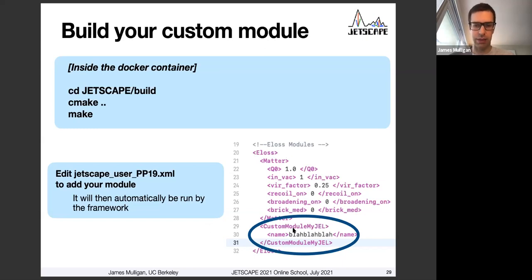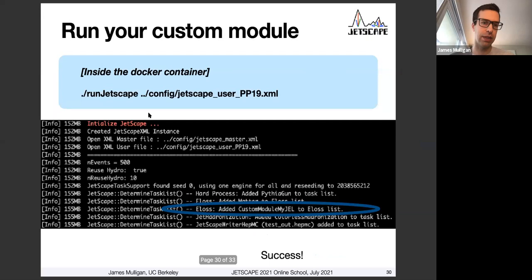Once we add that to our XML, now when we run and generate new events with JETSCAPE, it should get recognized. And so the final step, when we execute run JETSCAPE and pass to it that user XML file, we should look to find that indeed JETSCAPE added this custom module myjel to the ELOS list. So it's running our module.